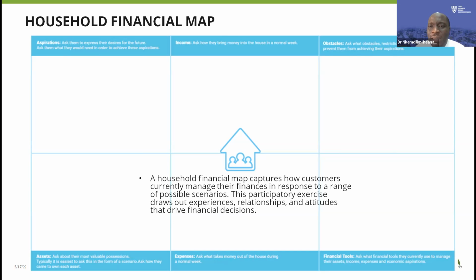What's their current income level? What's the normality, the periodicity? What are the obstacles they face? What are the risks and the constraints that militate against their meeting their financial goals? What financial tools do they have at their disposal? What expenses do they typically incur in a normal week? And then what assets do they have at their disposal that they can use in creating products? Next slide.